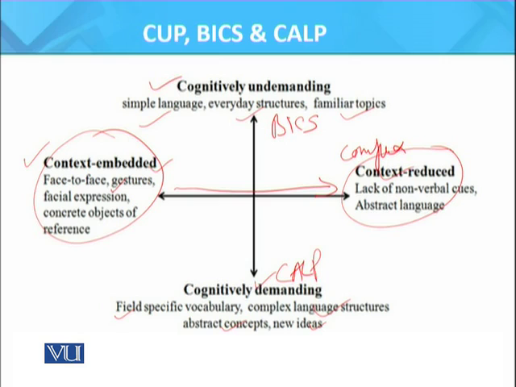The vertical axis relates to the degree of active cognitive involvement. So here we have already seen that the cognition is not too high as compared to this particular area, which requires more challenging and more complex tasks based on cognition. So the cognitively demanding area is cognitive academic language proficiency.